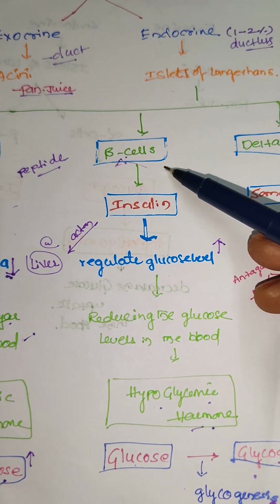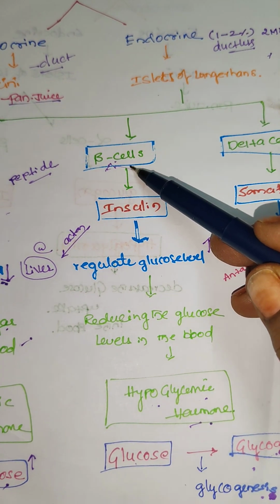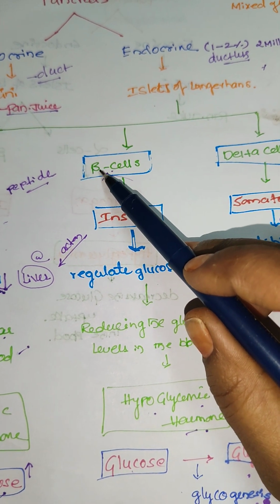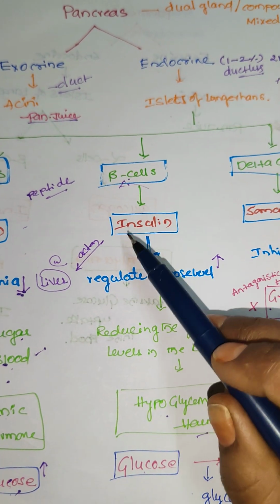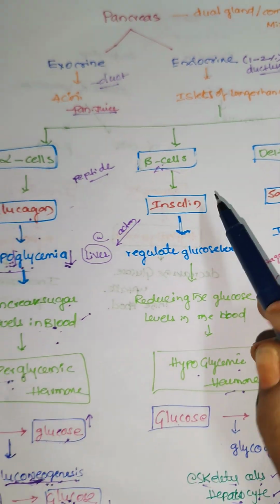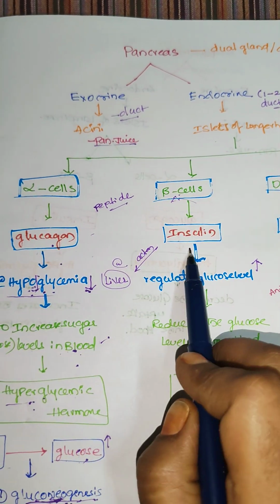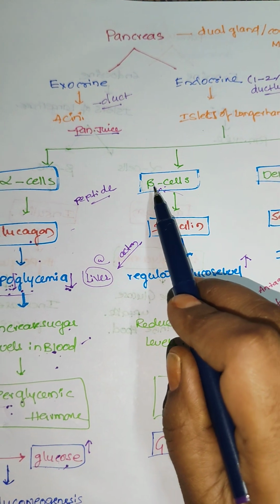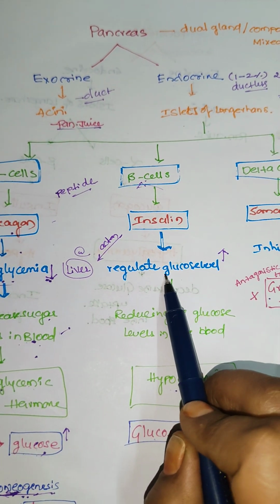Then move to the beta cells. Insulin is secreted by beta cells. Here, the phonetic sound of B ends with E. So beta cells, B, E, for the insulin hormone. We have confusion between the alpha and beta cells and their hormones, so you have to remember it like a mnemonic. B, E indicates insulin. Then what is the function of insulin?